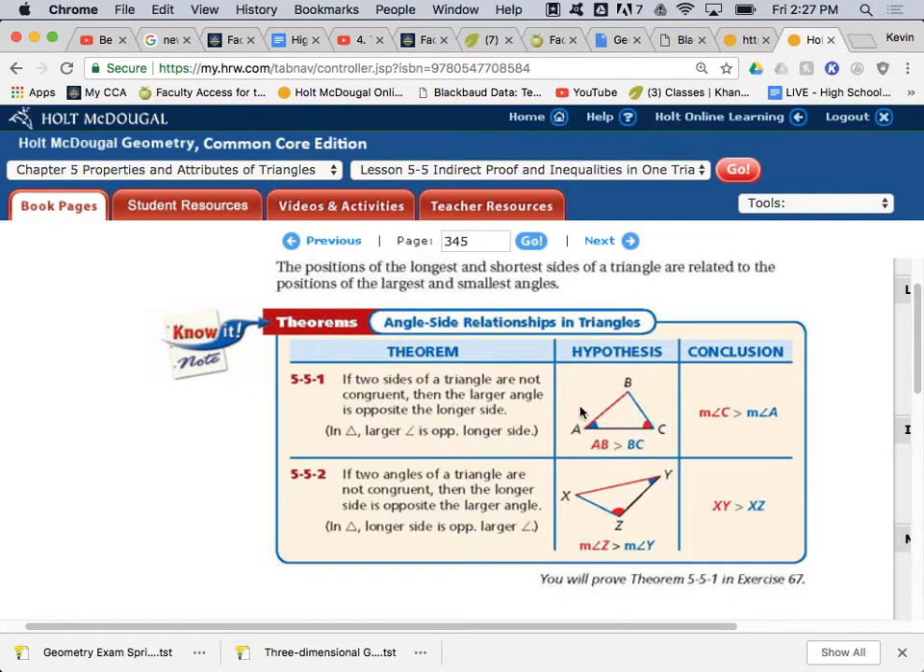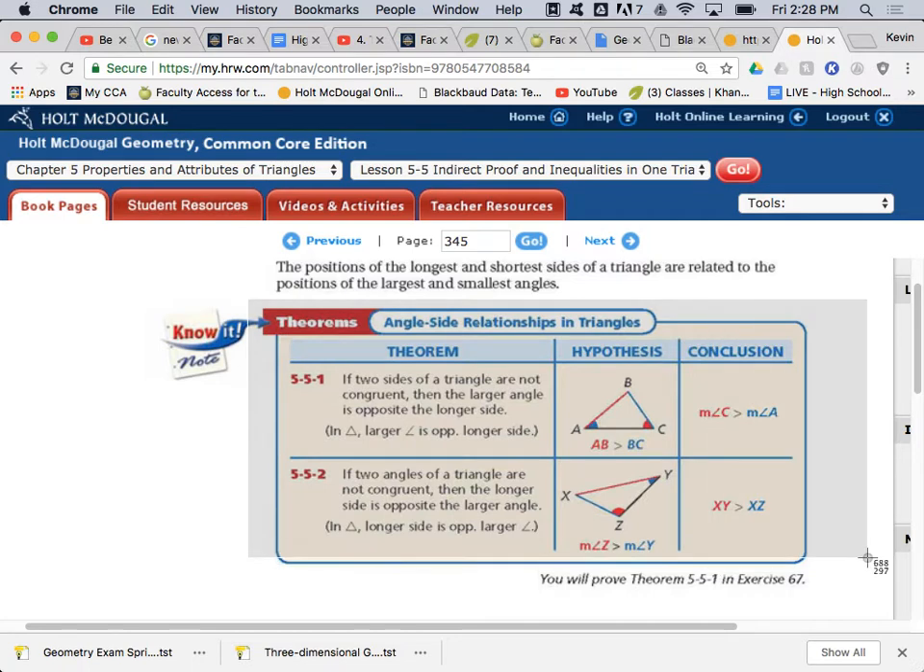If two sides of a triangle are not congruent, then the larger angle is opposite the larger side. You guys remember this? If I've got a triangle, if this angle is bigger than this one, then this side, the opposite side, is bigger. You guys remember that? And if you know this side is longer than this side, that means the opposite angle is larger than the other angle. Do you guys remember that?